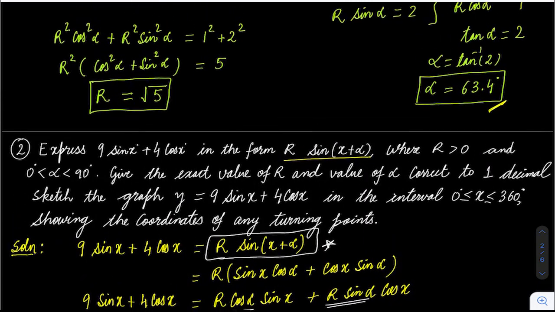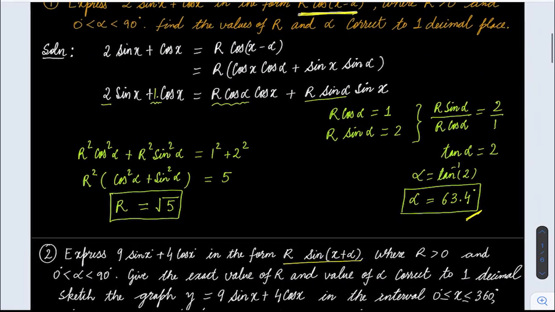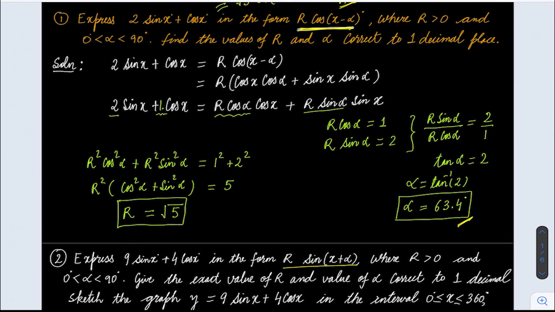One very small thing that you can notice here: the first question was 2 sin x plus cos x, and the second question was 9 sin x plus 4 cos x. They are kind of similar because a and b are positive. But in the first question we expressed this in the form r cos of x minus alpha, and in the second one we expressed this in the form r sin of x plus alpha. So you can see there is a difference. Even if one question is there, you can express that in multiple forms. It depends on you which you choose, or if it is given in the question, then we have no choice.